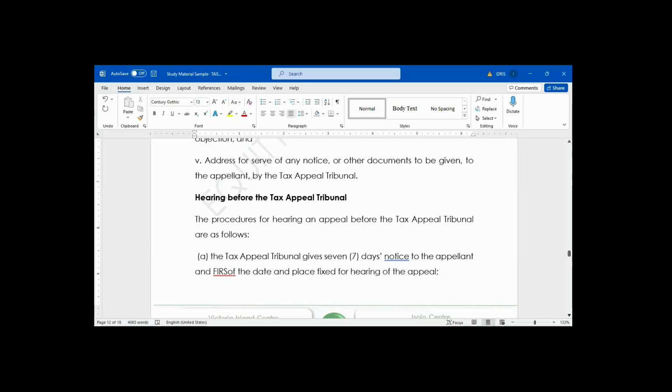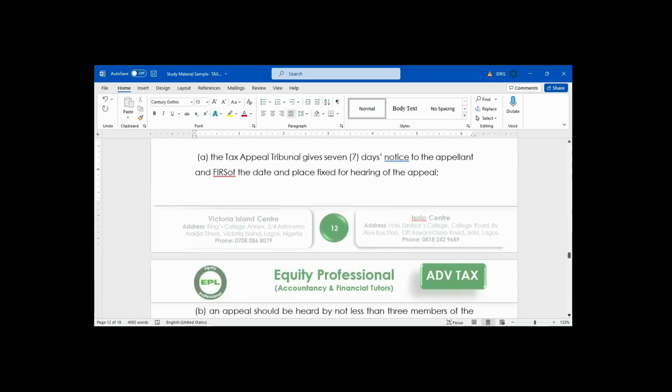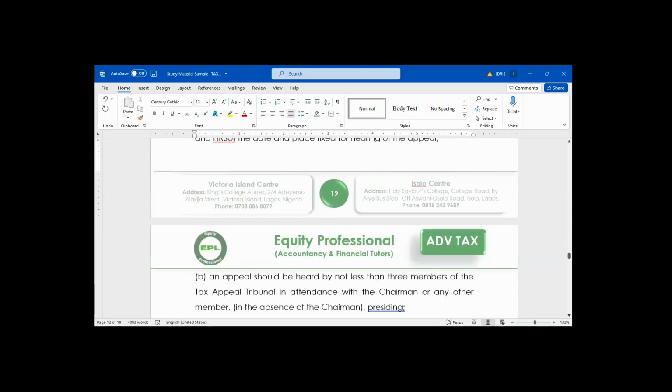At the end of the day, the Tax Appeal Tribunal will notify the tax authority that they must appear. Somebody brought a case against them. You understand that? One taxpayer brought a case against them, and they want them to appear in the tribunal. They will fix a date for hearing. Once they fix a date, they will invite you and the tax authority, ask for evidence from you, and ask for evidence from the tax authority.